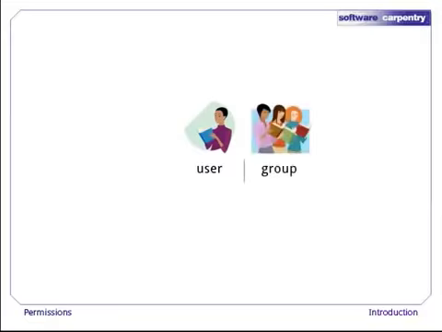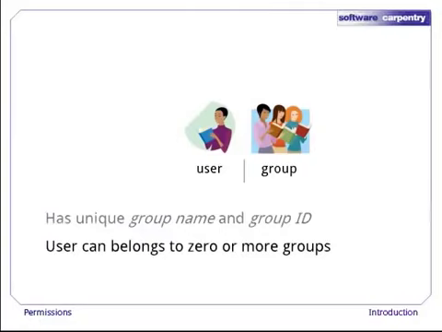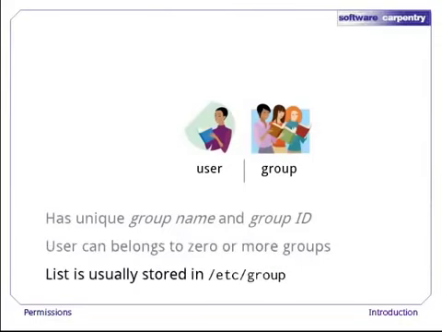Computers also manage groups. Each group has a unique group name and numeric group ID. The system administrator, or anyone with equally godlike powers, can put a user in any number of groups. The list of who's in what group is usually stored in the file /etc/group. If you're in front of a Unix machine right now, or are using Windows and have Cygwin installed, take a moment and have a look at that file.